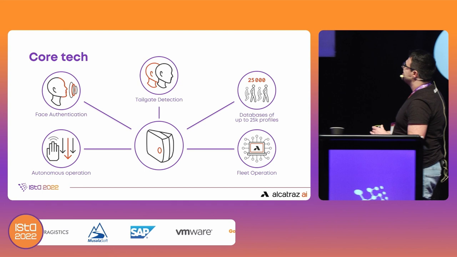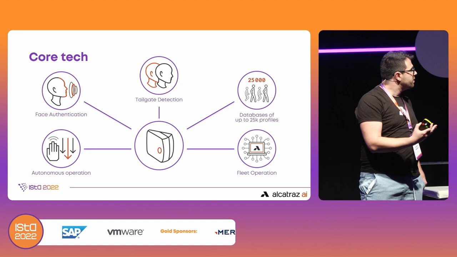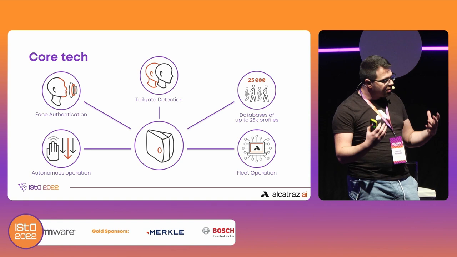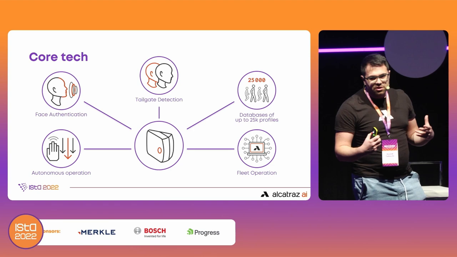Besides this, we are also trying to do things like tailgate detection. We're trying to support large data sets. This device needs to be able to work alone or in a fleet of other devices that communicate with each other. Additionally, we also integrate with various video management systems that you can use to directly stream whatever we see.